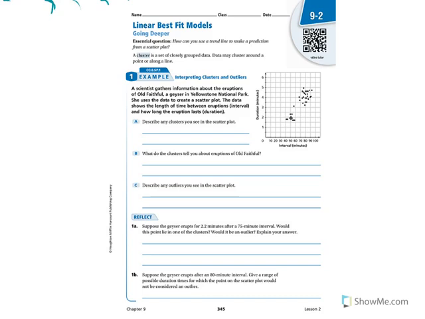Here in example 1, it says a scientist gathers information about the eruptions of Old Faithful, a geyser in Yellowstone National Park. She uses the data to create the scatter plot. The graph shows the length of time between the eruptions, or the interval in minutes, and how long the eruptions last. So the time between one starts, how long it is, and then more to come.